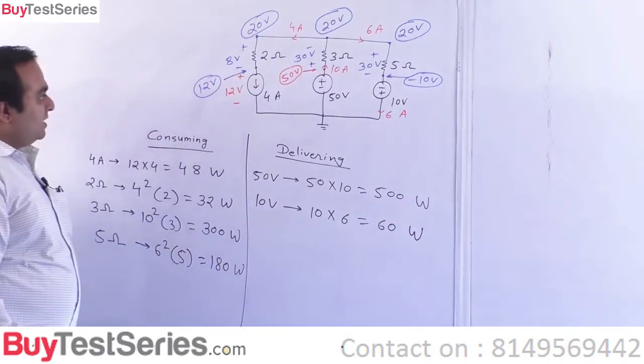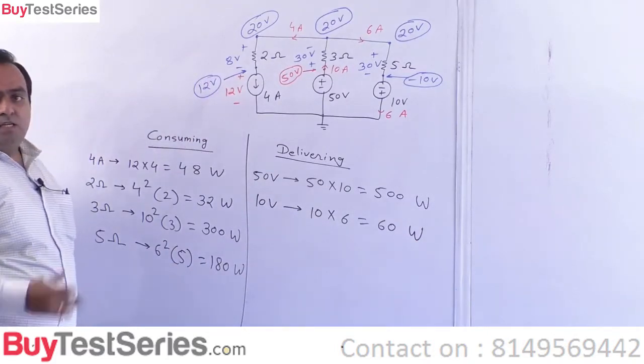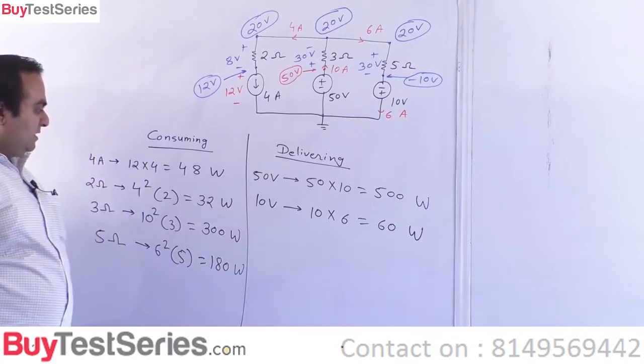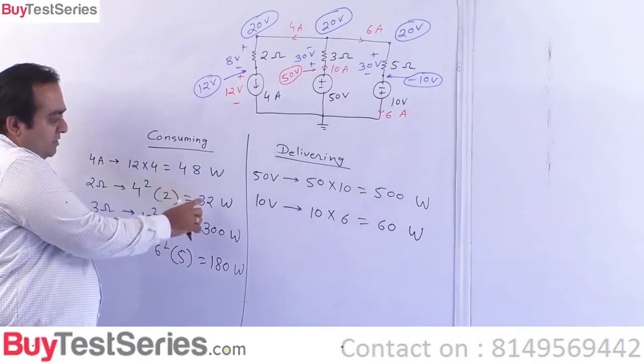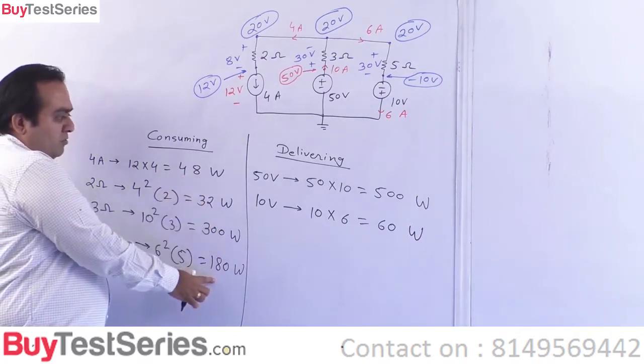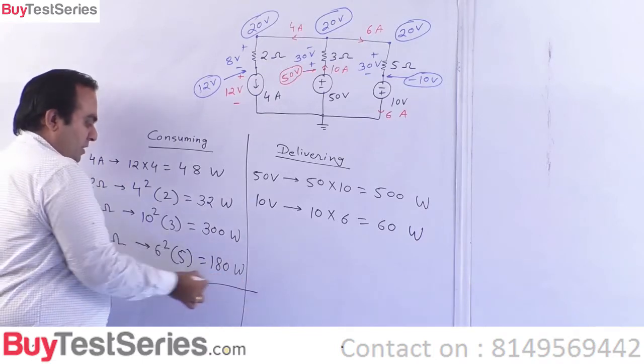So there are 6 circuit elements in this circuit. So there are 6 entries. Now if you can see, when you add 48 plus 32, it comes out to be 80. 80 plus 180 comes out to be 260. So this sums up to what?